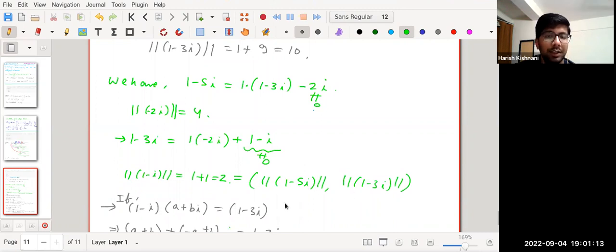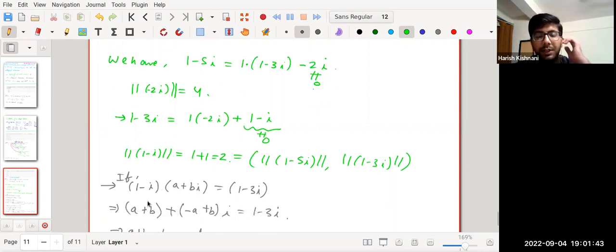of their GCD. If it doesn't work, then we will see if any associate of this element can do the job. If none of them is able to divide both 1 minus 5i and 1 minus 3i, then we would have used the Euclidean algorithm again, and in the next step we would have checked whether the division happens or not. But here let's first check whether 1 minus i divides 1 minus 5i and 1 minus 3i.